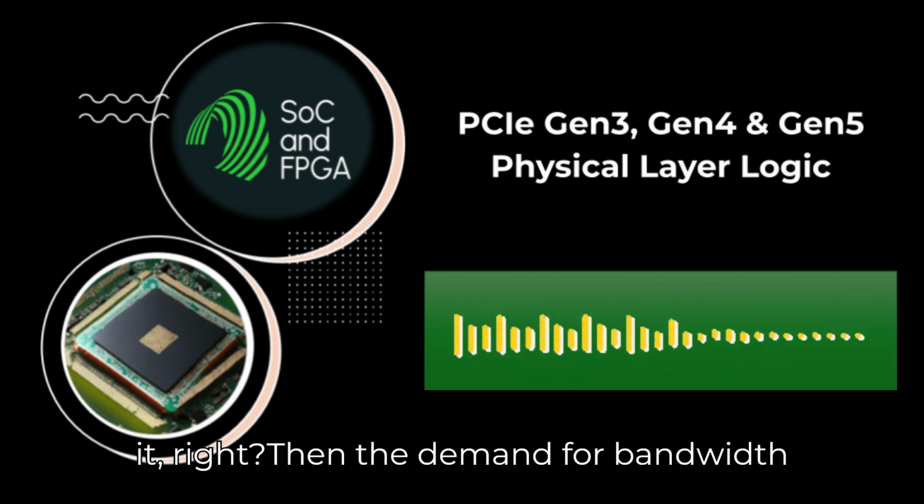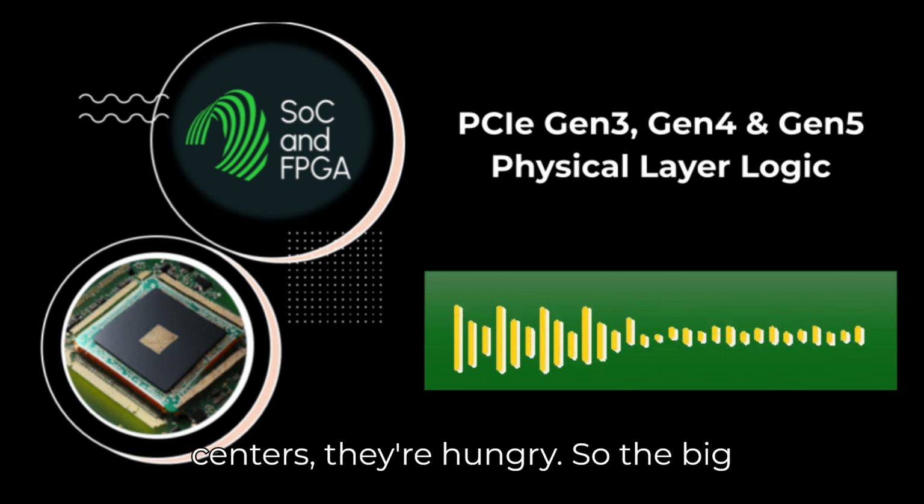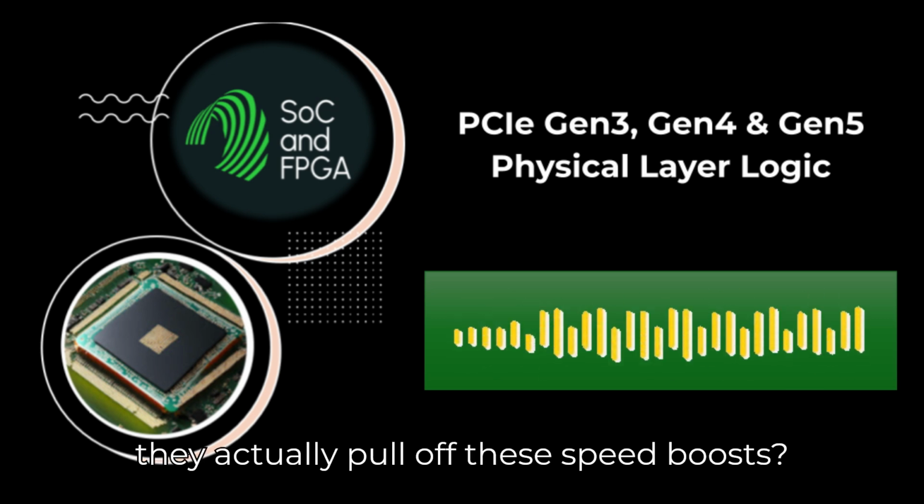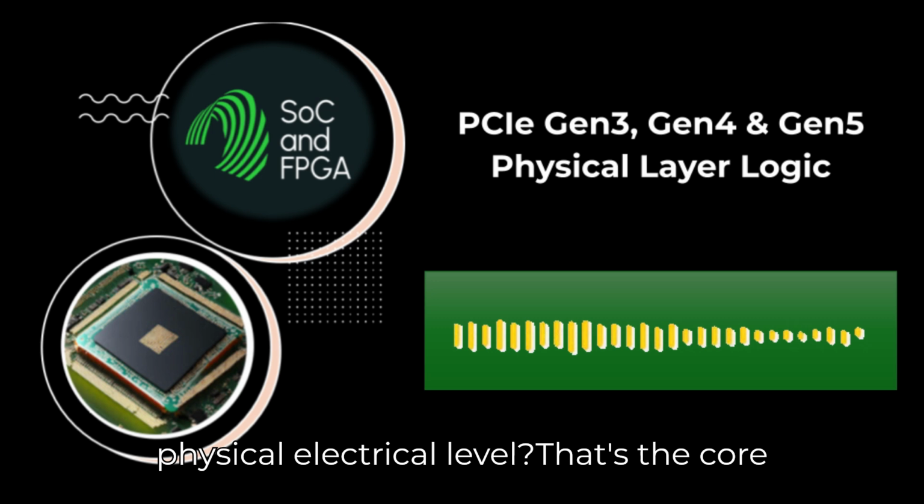Right. Then the demand for bandwidth just keeps going up and up. Think AI, data centers, they're hungry. So the big question we're tackling is how? How did they actually pull off these speed boosts? What had to change deep down at that physical electrical level?